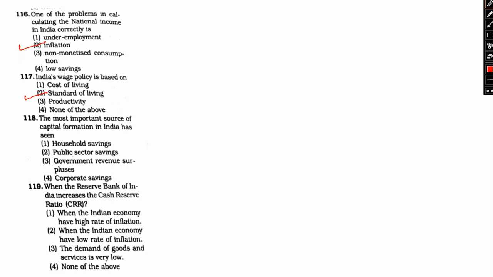Okay, so with that said, now we'll be moving to 118. The most important source of capital formation in India as seen, so capital formation India সবচেয়ে বড় সোর্স এটা কোনটা দেখা গেছে, তো এটাই আমরা ডিসকাস করব এই কোশ্চেনে. Household savings, public sector savings, government revenue surpluses and option 4 corporate savings. So সবচেয়ে বড় সোর্স যেটা আমরা দেখেছি এটা হচ্ছে কি household savings এর capital formation. So household saving is the most important capital formation source in India.